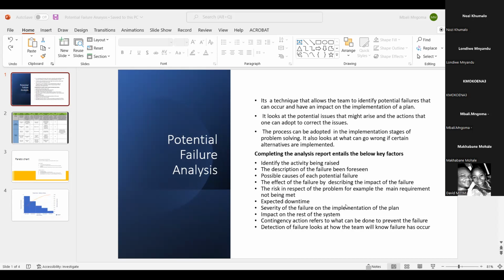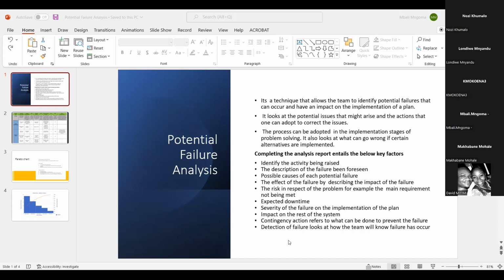Construction of a new estate, probably, that will be identifying the activity raised, right? And then the second one will be the description of the failure being foreseen. What failures do you possibly foresee? Possible causes of each potential failure, the effect of the failure by describing the impact of the failure, the risk in respect to the problem, for example, the main requirement not being met. So if we don't finish building the houses, what would then be the problem?